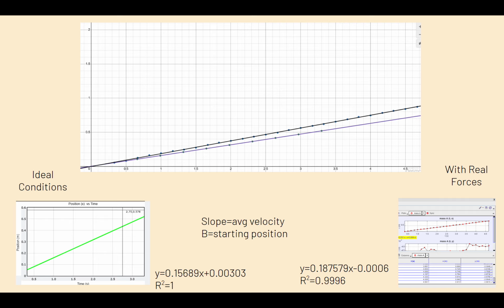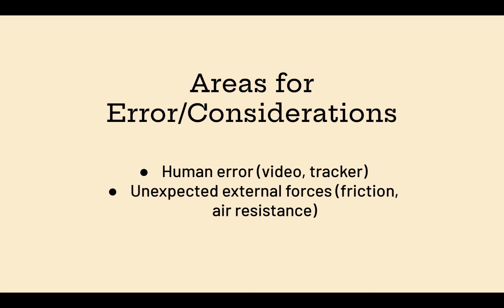However, there were some possible sources of error, which would be reflected in the r-squared values. Under ideal conditions, we got an r-squared value of 1, and with real forces, we got an r-squared value of 0.9996. And these can be accounted for by human error from the video and Tracker, and unexpected external forces like friction and air resistance that we didn't account for.